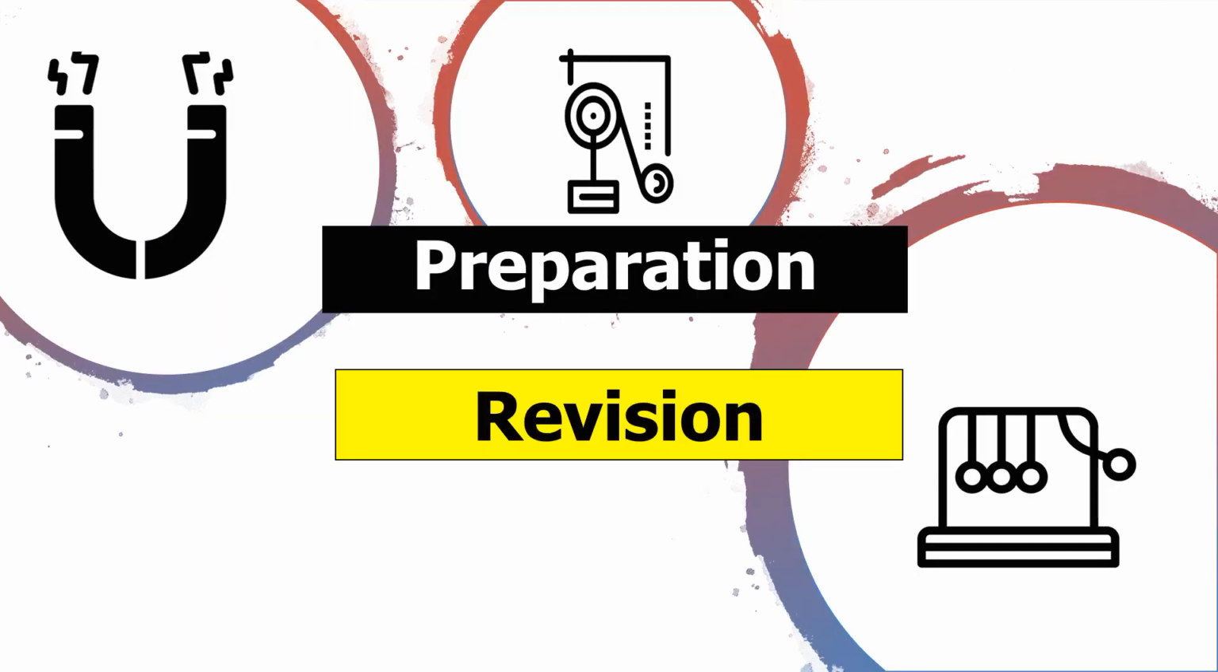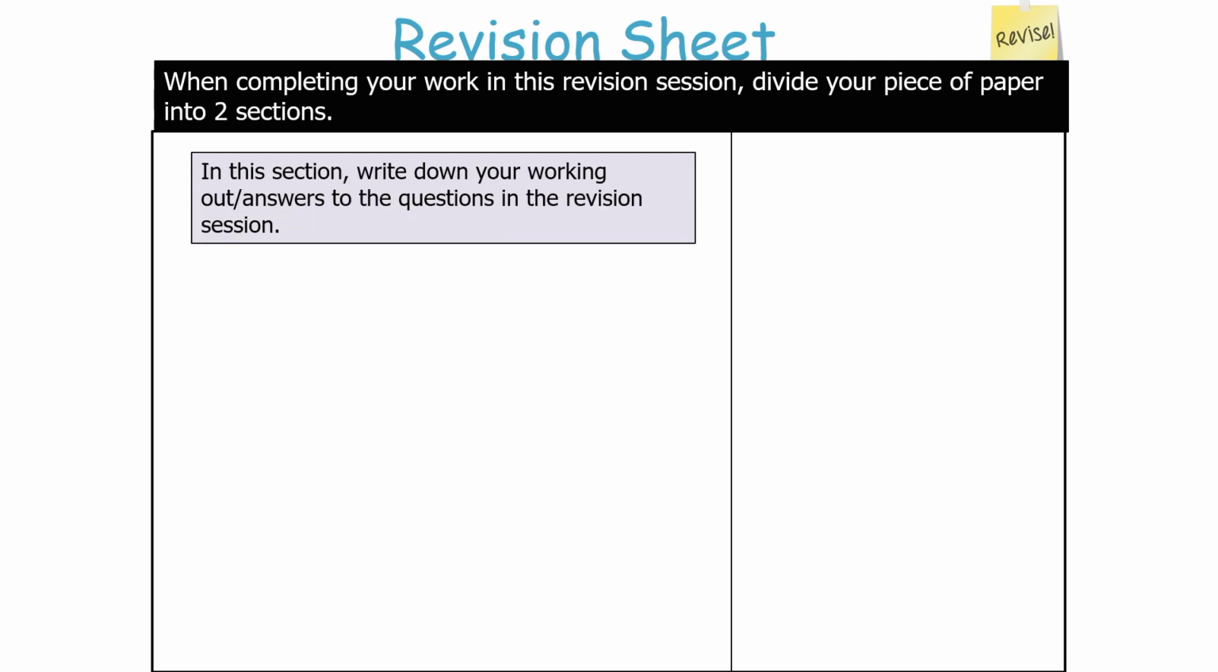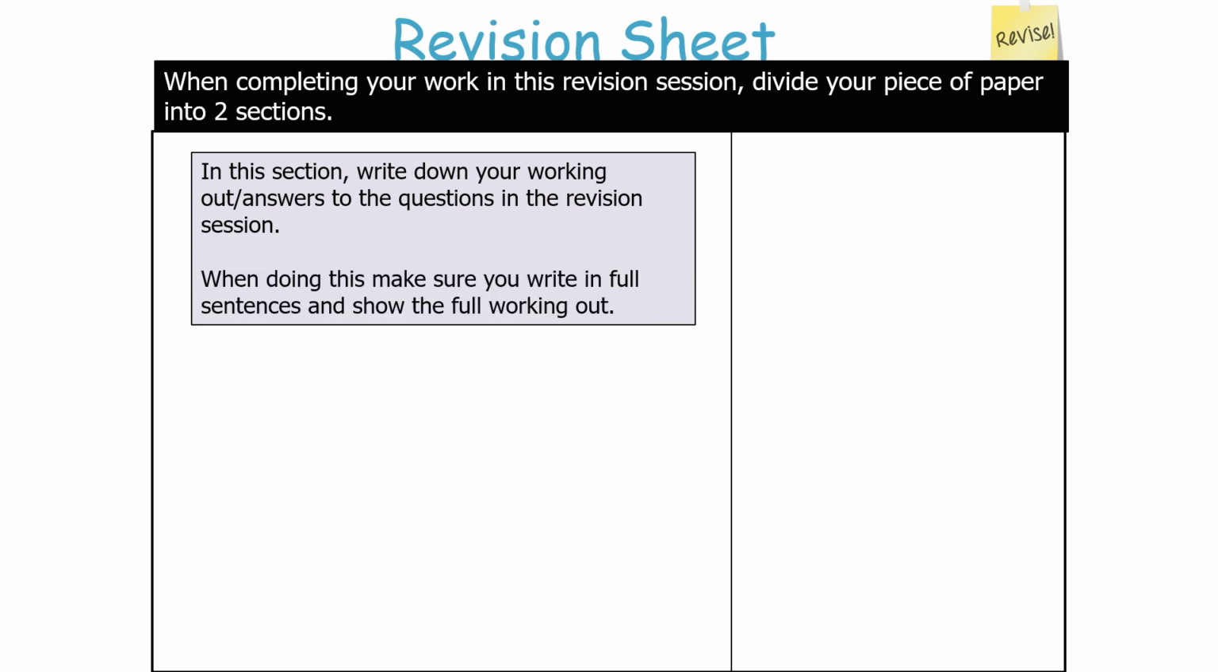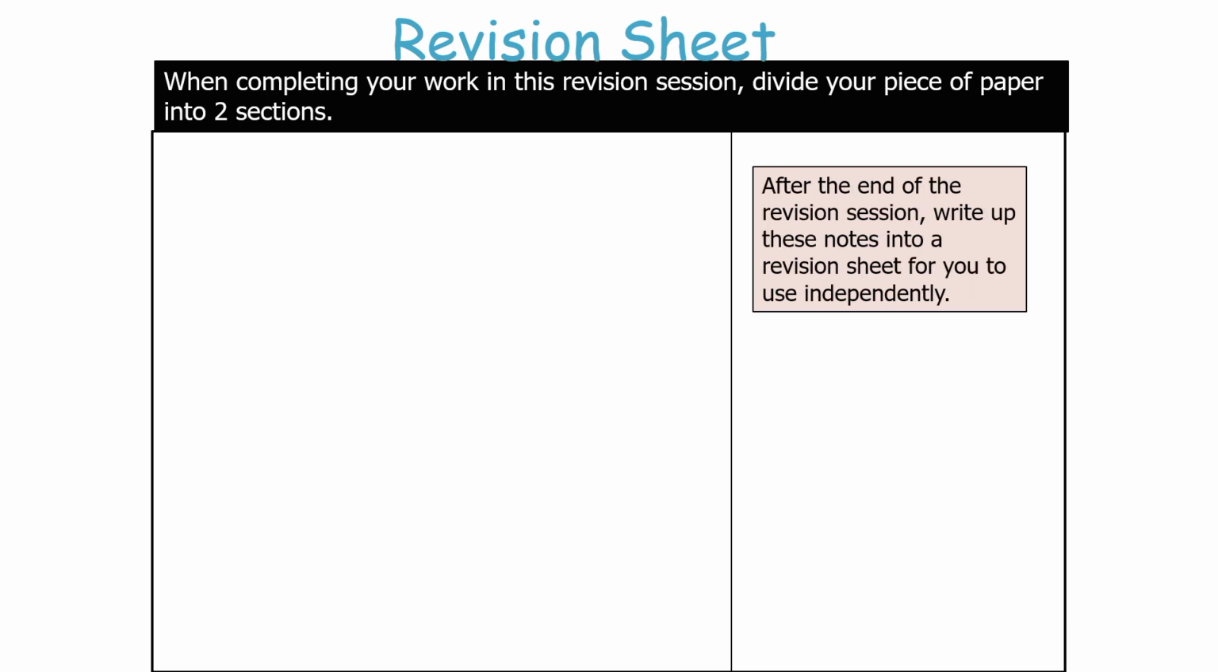So how should you prepare for this revision session? Well, when you're completing your work in this revision session, divide your piece of paper into two sections. Make the section on the left hand side larger than the right hand side, and in this left hand side section write down your working out and answers to the questions in the revision session. And then when you're doing this, make sure you're writing full sentences and show your full working out, whilst in the right hand side write down any bits of information which you find useful, any hints and tips on answering questions from this revision session. After the end of the revision session, write up these notes into a revision sheet for you to use independently.